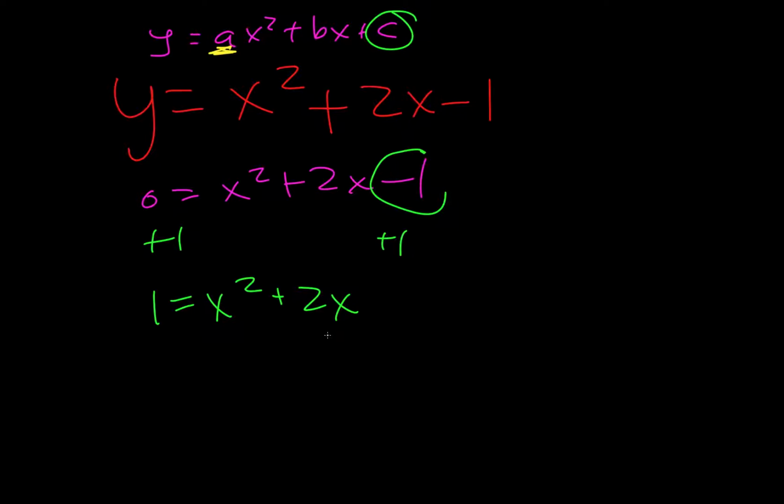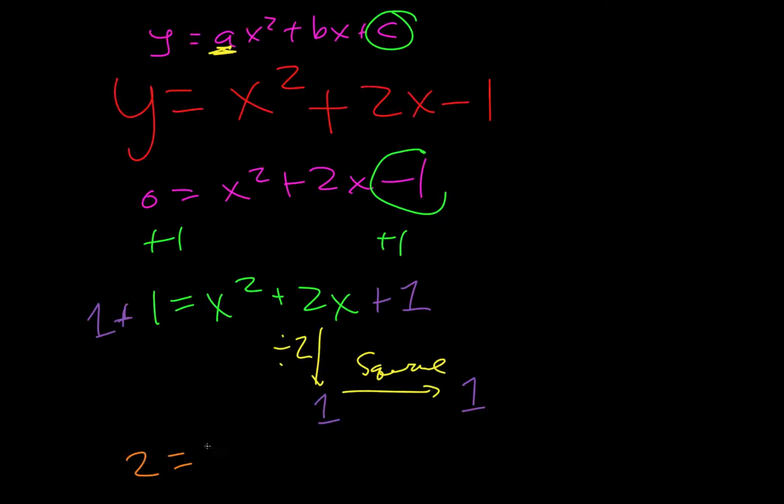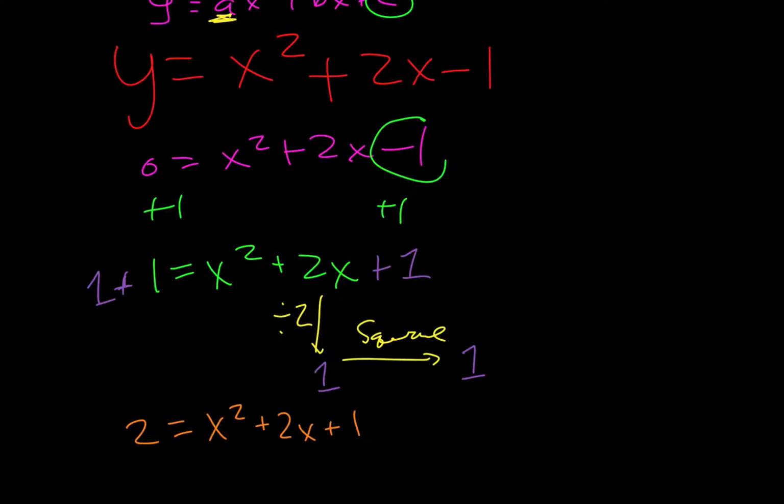The next step is called the L step, and what we do is we divide by 2, and then we square. If we divide by 2, we get a 1, and then if we square 1, we still get a 1. Now we're going to add that to both sides of the equation. On the left side, we get 1 plus 1 is 2. Then on this part, I'm just going to rewrite what we have, and then we'll talk about how to deal with that.